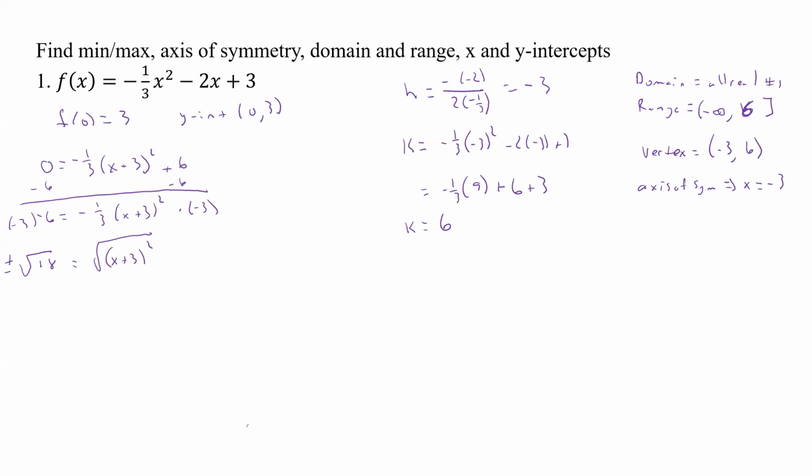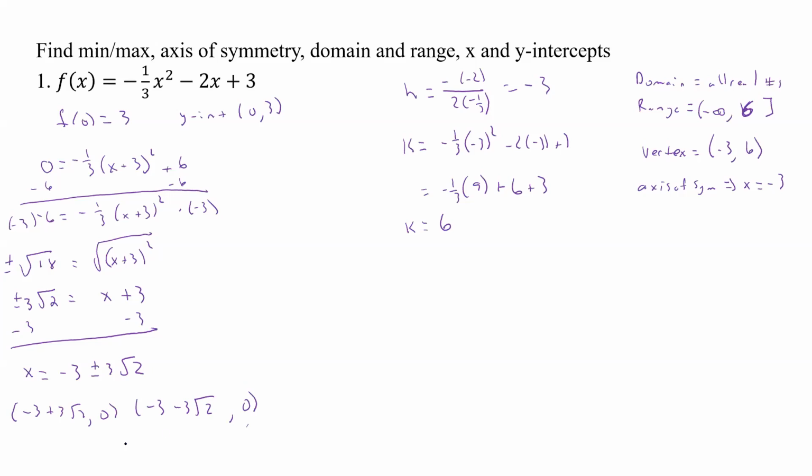Now, 18 is 2 times 9. Square root of 9 is 3, so I'll have plus or minus 3 square root of 2 is equal to x plus 3. So if I subtract 3 from both sides, I'll have x equals minus 3 plus or minus 3 square root of 2. And with that, I have my two intercepts, so (minus 3 plus 3 square root of 2, 0) and (minus 3 minus 3 square root of 2, 0).